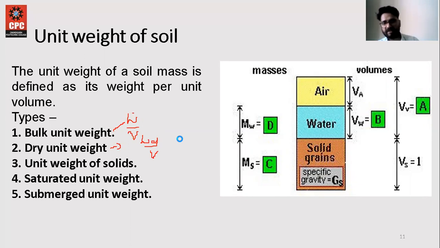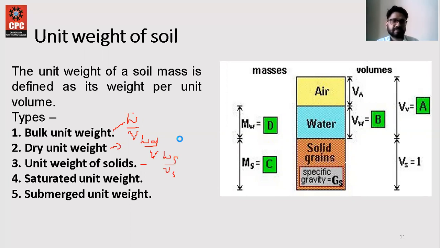And the next is the unit weight of solids. The unit weight of soil solids is the weight of soil solids per unit volume of solids. So we can write the ratio as weight of soil solids upon volume of solids. So Ws represents the weight of solids and Vs represents the volume of solids.